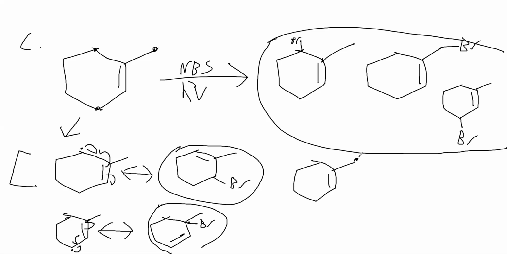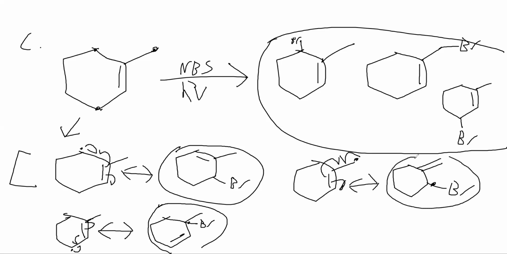I'm going through this quickly because resonance is something we covered before, and I covered it last week, and I'm assuming you guys are comfortable. So this is a radical that forms from this resonance, and then this halogen would form. So there are 6 different products that form from this.